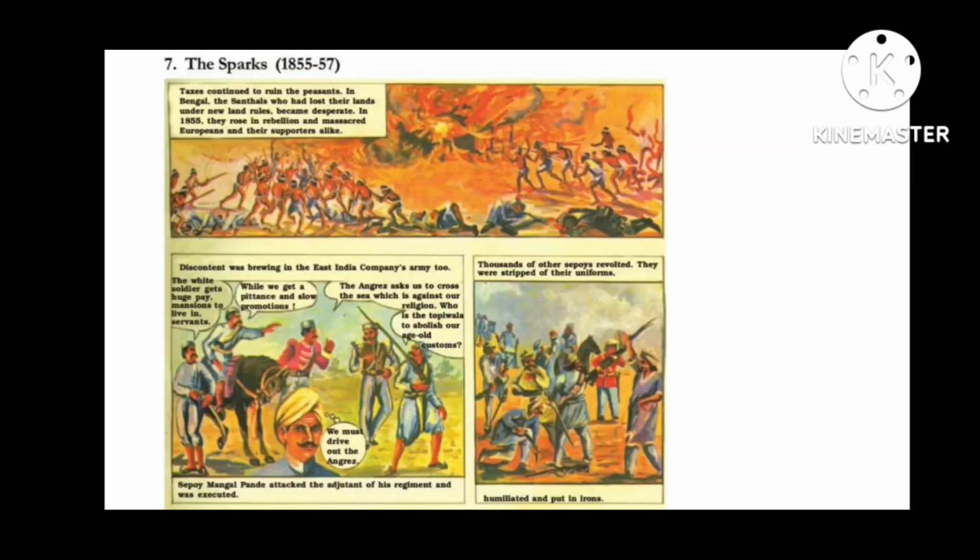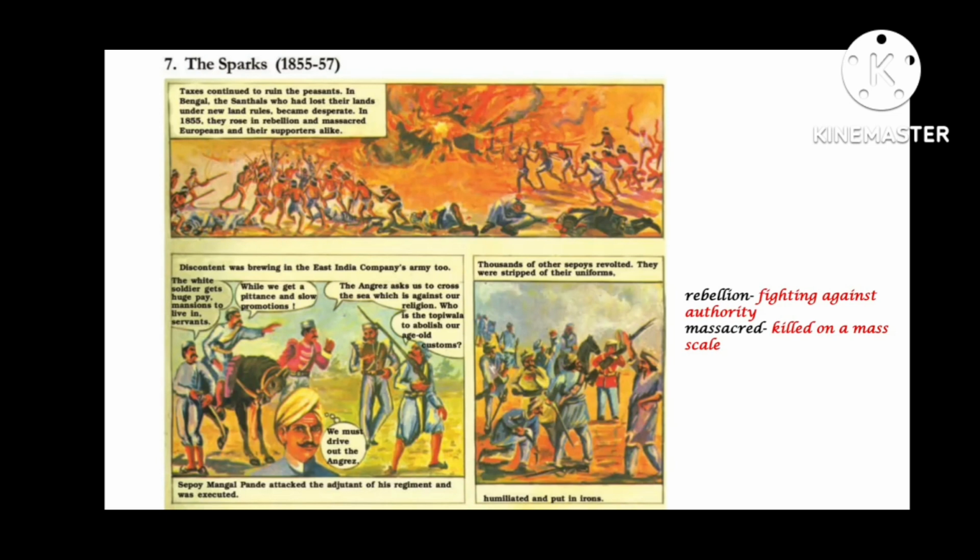The sparks, 1857. Now gradually the spark of revolt started emerging. Taxes continued to ruin the peasants. Peasants are farmers. In Bengal, the Santals, who had lost their lands under new land rules, became desperate. In 1855, they rose in rebellion and massacred Europeans and their supporters alike. Rebellion means fighting against authority. Massacred means killed on a mass scale, in a large number.